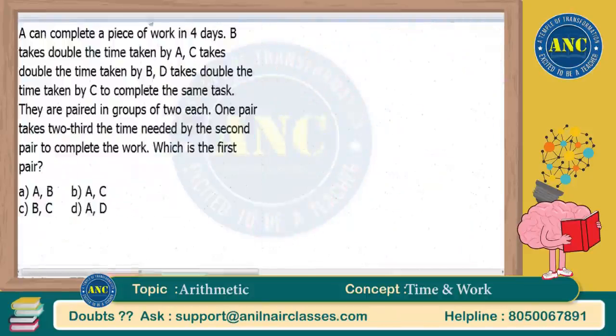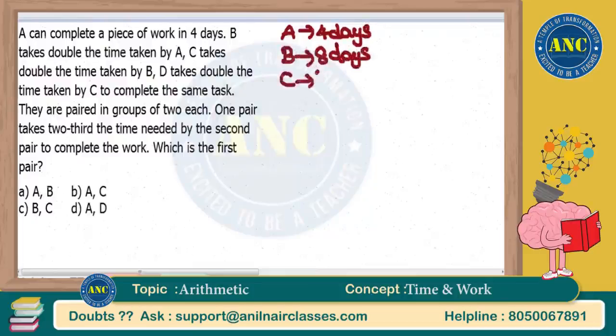See here. Your question is, A can complete a piece of work in 4 days, right? Let me write the data step by step. They are saying that A will take 4 days to complete the task. B takes double the time taken by A. B will take 8 days. C takes double the time taken by B. C will take double of 8, 16 days. D takes double the time taken by C. D is double of 16, 32 days. This is what is given till this point of time. Forget about the next statements. What all can you do from this?